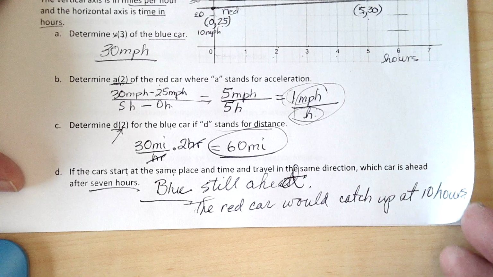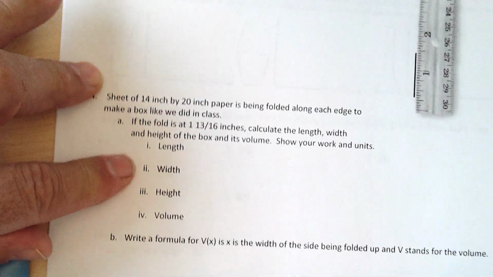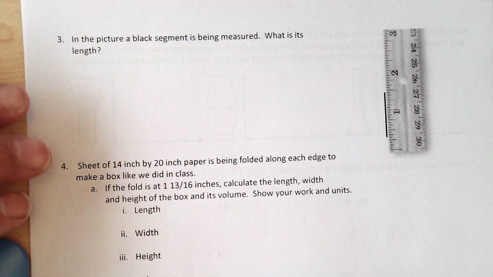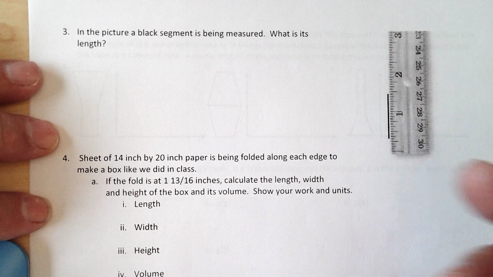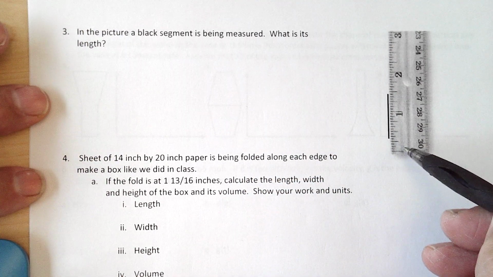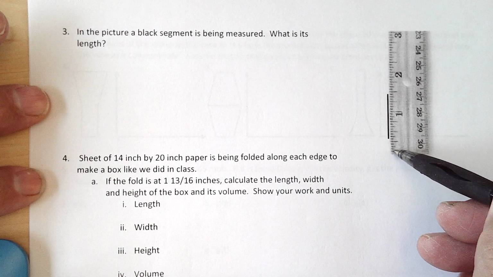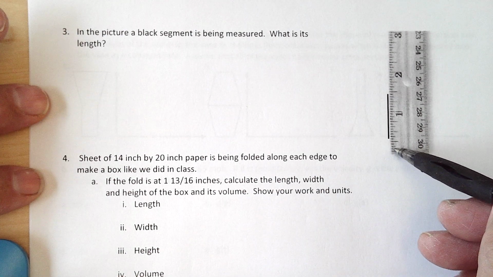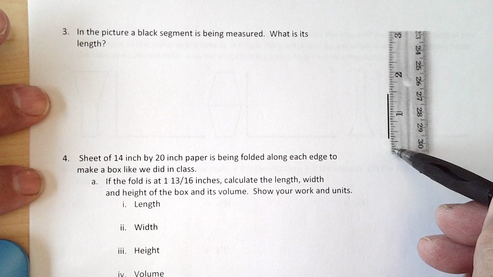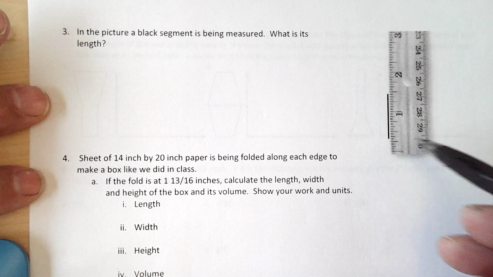Okay, let's go to 3. Now, most people did 3 pretty well. But there are a few people that still haven't figured it out. Notice that there are 16 gaps. 1, 2, 3, 4, 5, 6. We're counting the gaps, not the marks.